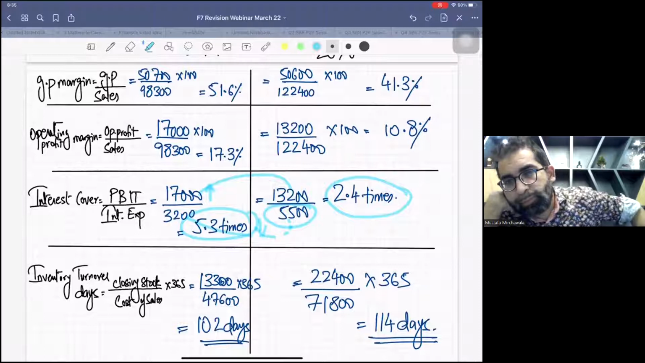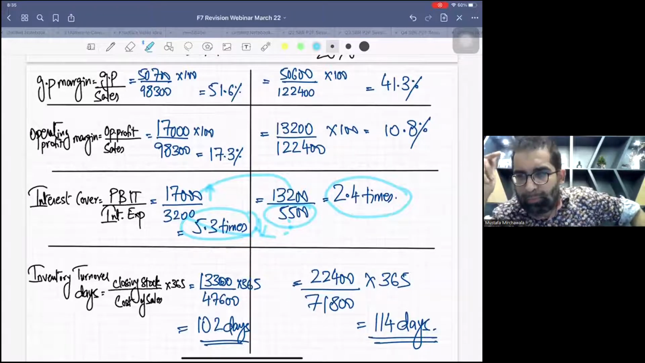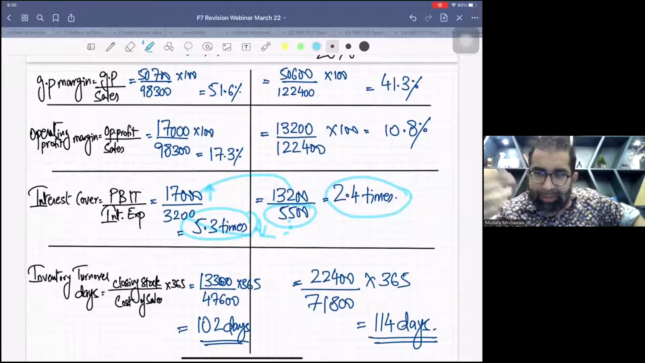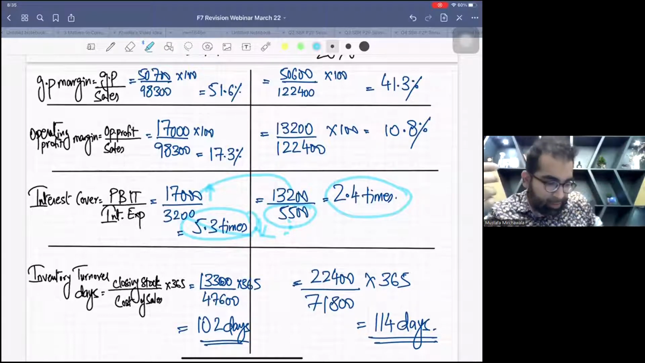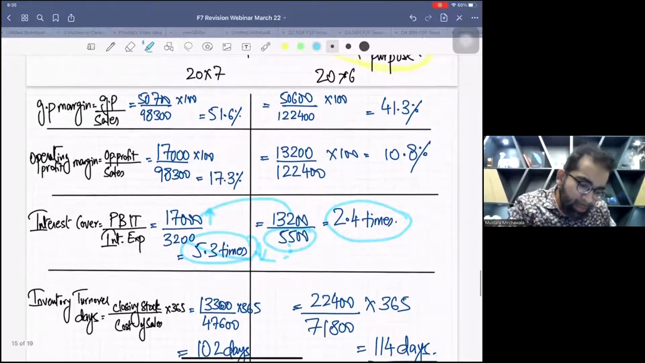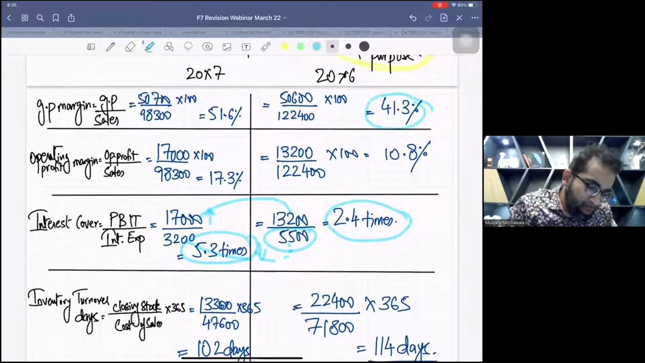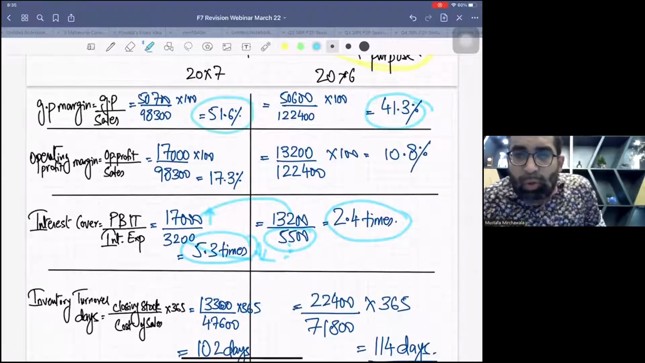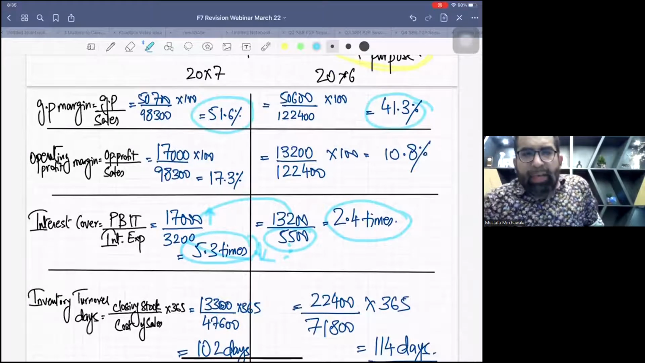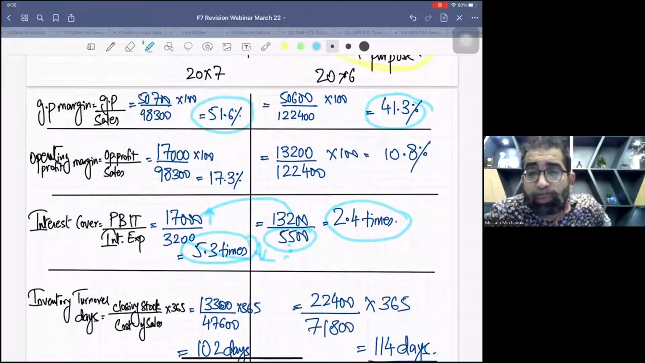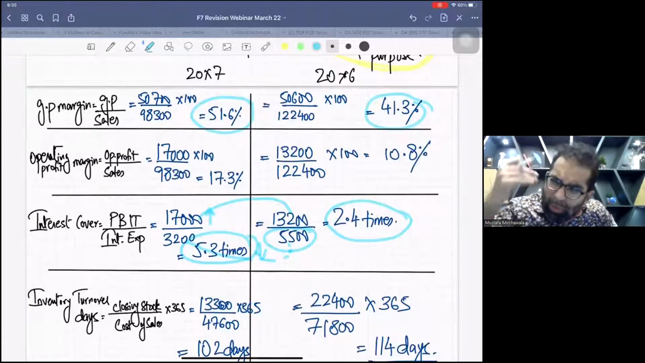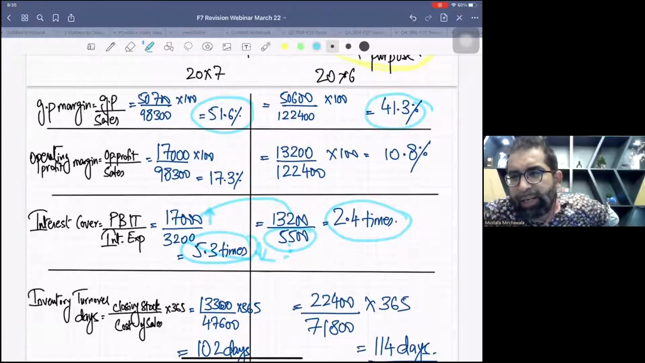Okay. Now, some commentary we can do with just discussion. Can you see the GP margin? Last year it was 41.3. This year it is 51.6. So you would say that the GP margin improved. So it's good. We sold that bad sheep.